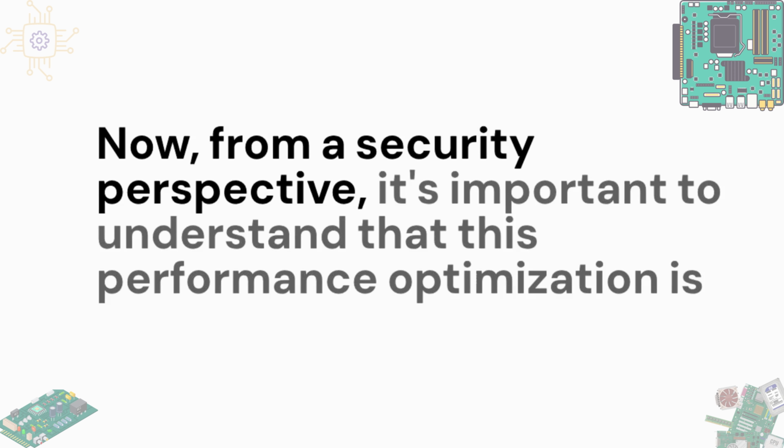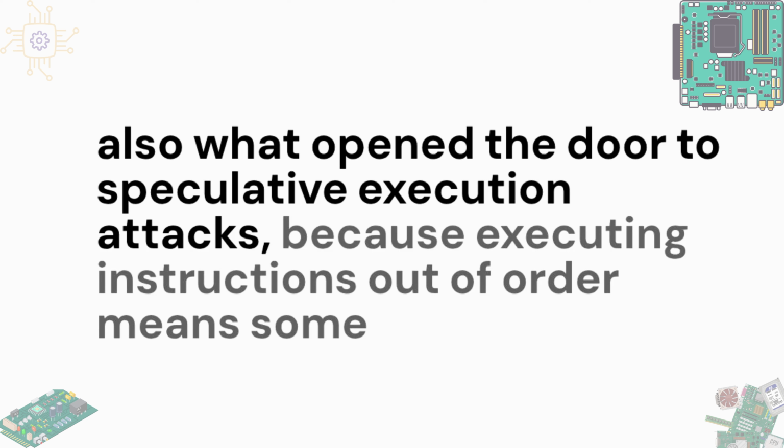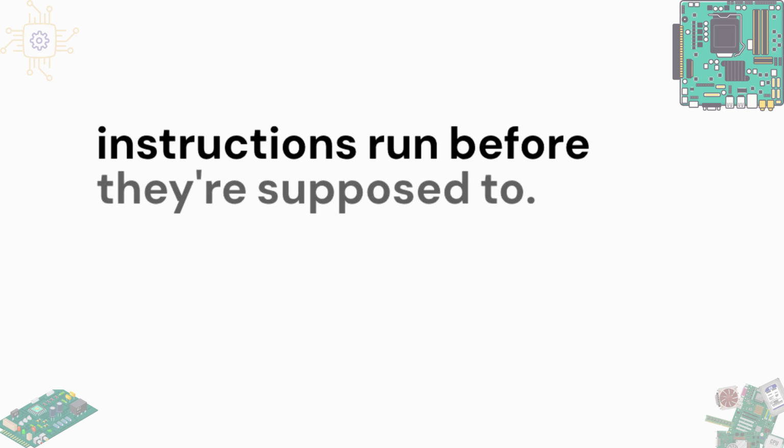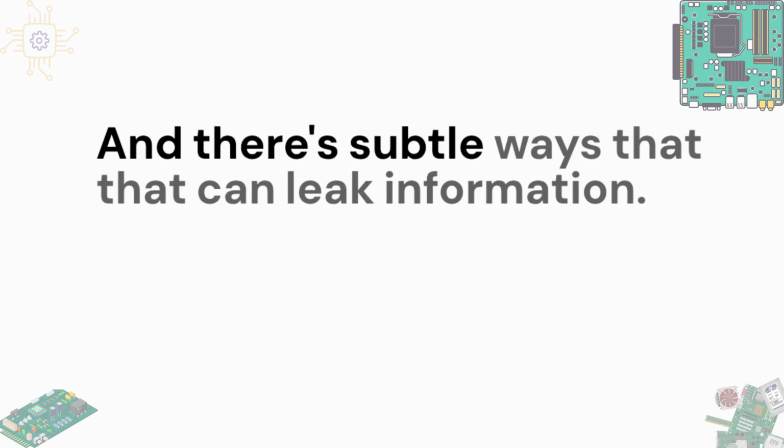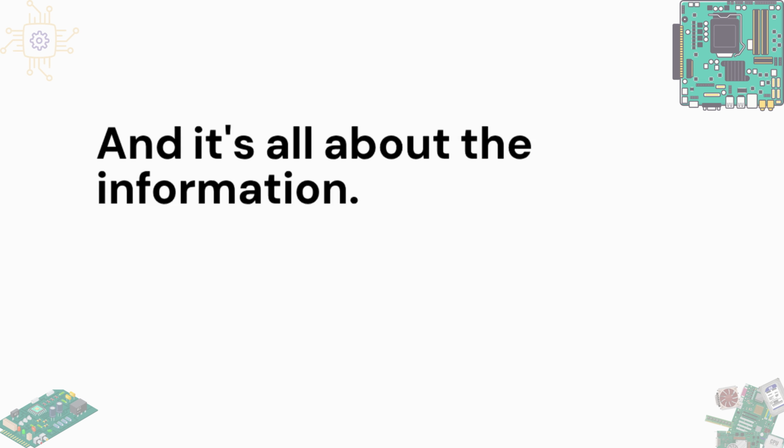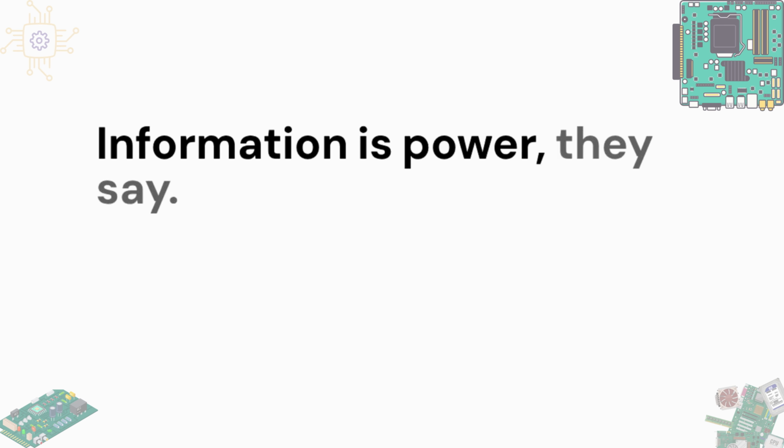Now, from a security perspective, it's important to understand that this performance optimization is also what opened the door to speculative execution attacks. Because executing instructions out of order means some instructions run before they're supposed to, and there are subtle ways that can leak information. And it's all about the information. Information is power, they say.